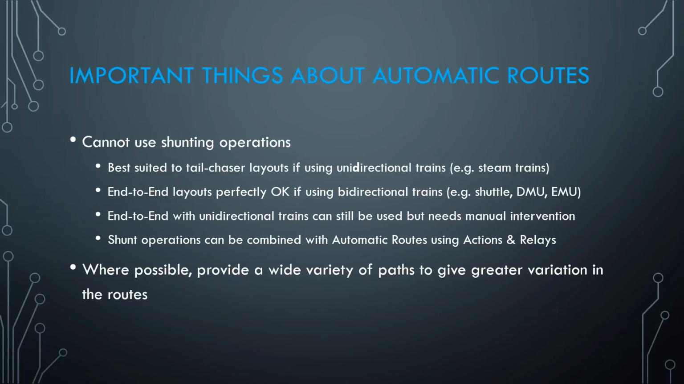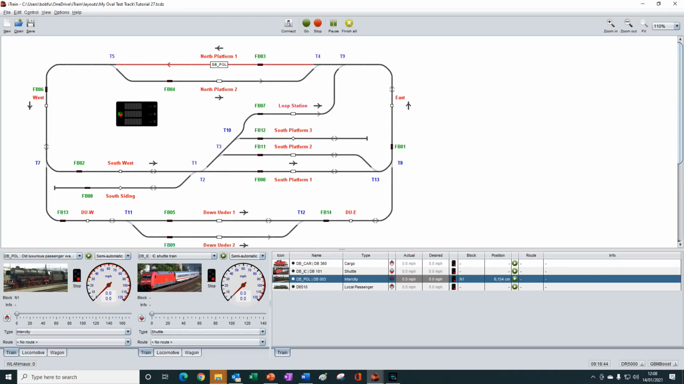So for automatic routing to operate effectively, we need to put a little thought into what we want to achieve and how we set up our stations and trains appropriately. Which means we need to be aware of the train types that we have created and which trains have those train types assigned to them. We can see the types of train that we have on our layout in the overview window here. So DB car is a cargo train, DBIC is a shuttle train, DB Pole, the steam train, is our intercity express passenger train, and the class 33 D6510 we've assigned as a local passenger train.